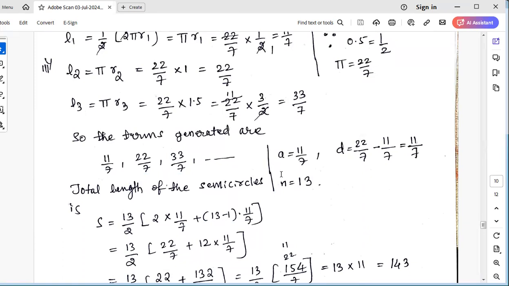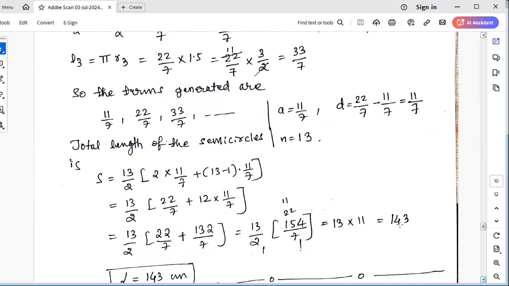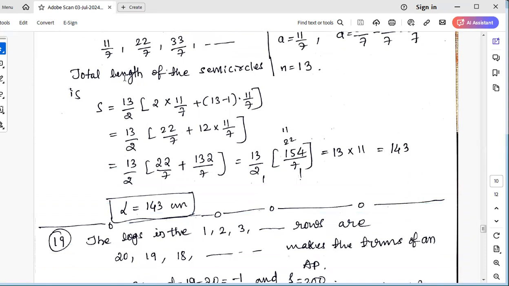And therefore, the first term is 11 by 7, and the common difference is 22 by 7 minus 11 by 7. So this gives 11 by 7. And the total length of the 13 semicircles is obtained by the sum formula. So S is equal to 13 by 2 into 2a plus n minus 1, that is 13 minus 1, into d. Here 2a is 2 into 11 by 7, and d is 11 by 7.